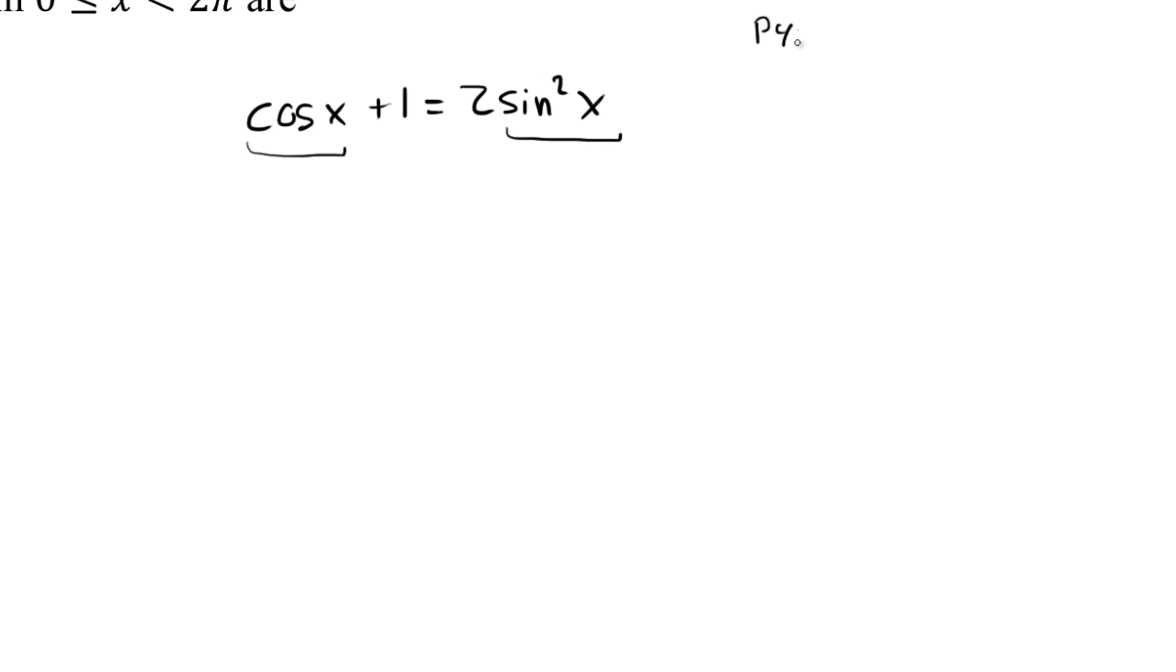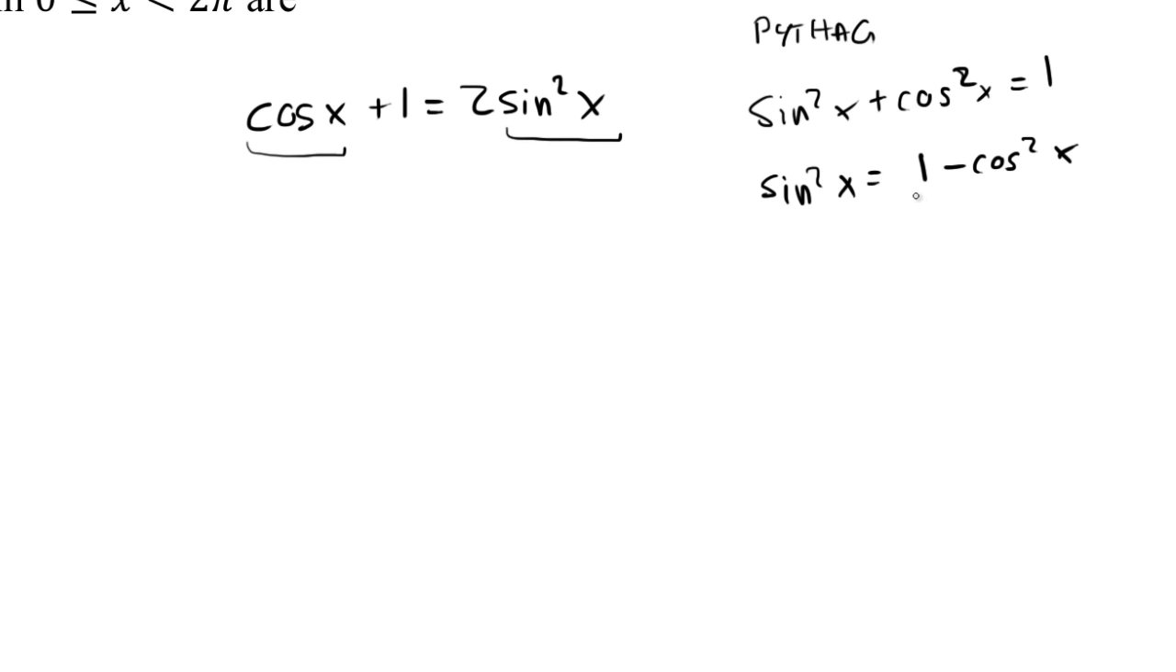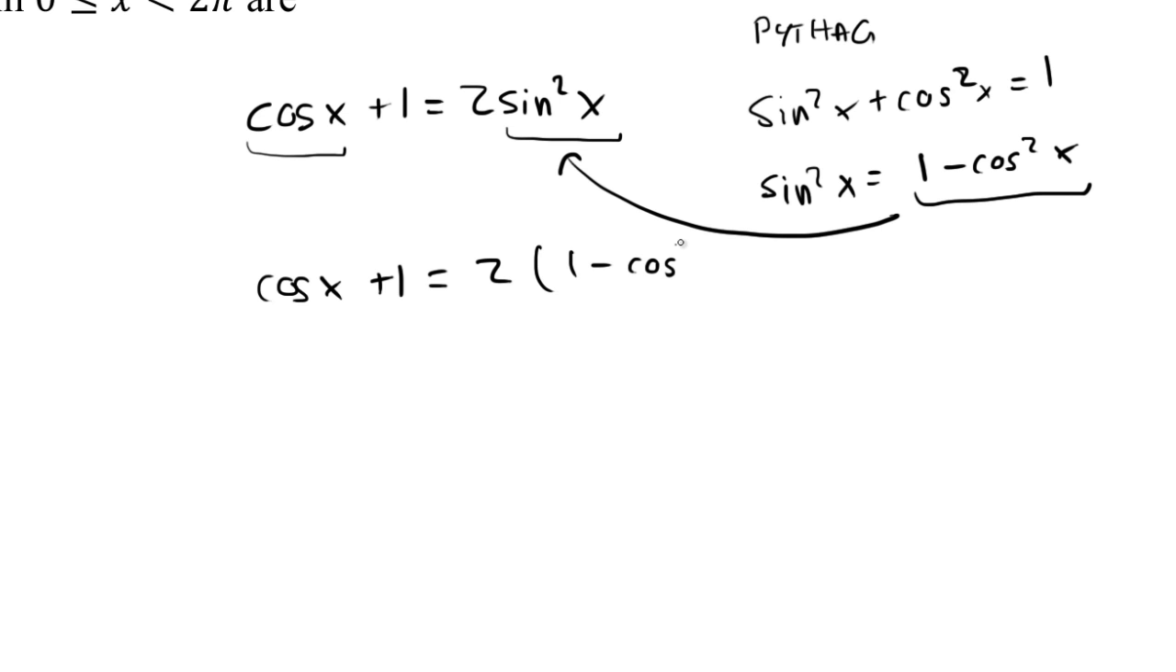We should be thinking about Pythagoras' identity, which is sine squared x plus cosine squared x is equal to 1. So let's use this to substitute sine squared x out to get some cosines. So sine squared x is equal to 1 minus cosine squared x. This is what we're going to use to substitute. So cosine x plus 1 is equal to 2 times (1 minus cosine squared x). Expand this out: 2 minus 2 cosine squared x.